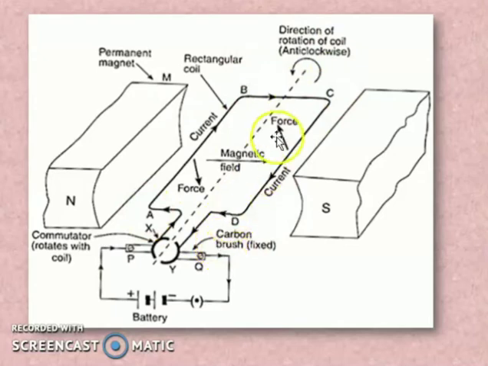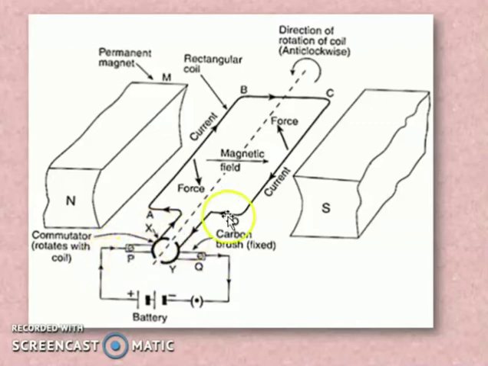So it is given. Now during the first half rotation, AB will move in a downward direction and CD will move in an upward direction. So the rotation of the coil will be anti-clockwise. At that time P will be connected with Y and Q will be connected with X. So the commutator rotates with the coil.